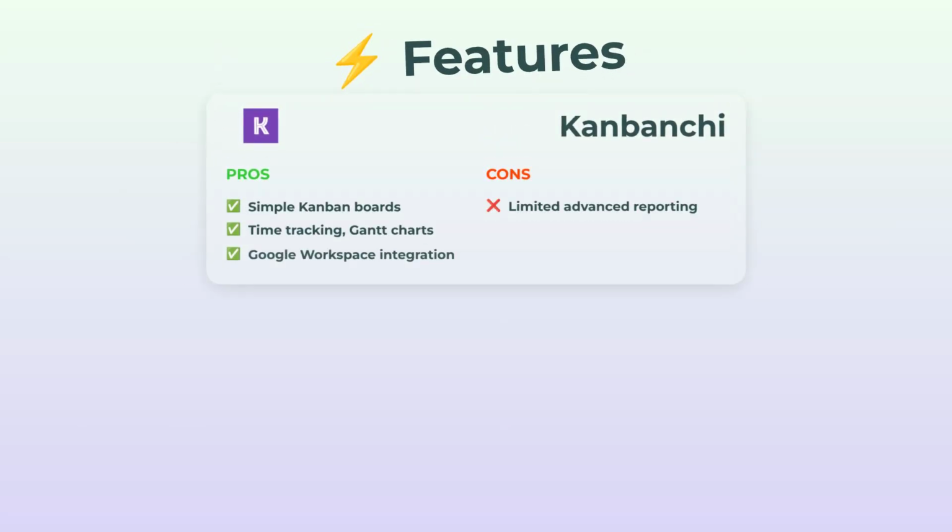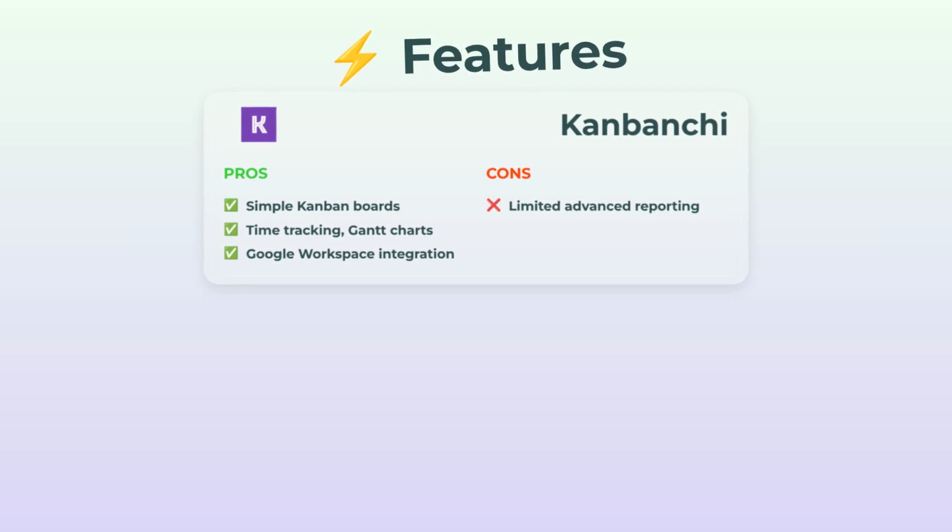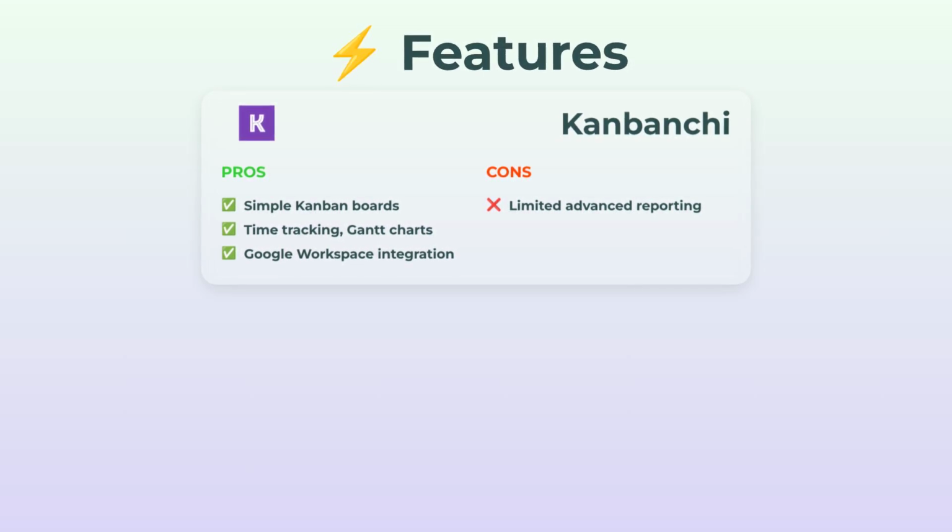Moving to features. This is where ActiveCollab gets to show off. Kanbanchi is all about keeping things simple. You get your Kanban boards, a bit of time tracking, even Gantt charts, and of course Google Workspace hooks. But if you're after advanced reports or super detailed budgeting, Kanbanchi doesn't go that far.